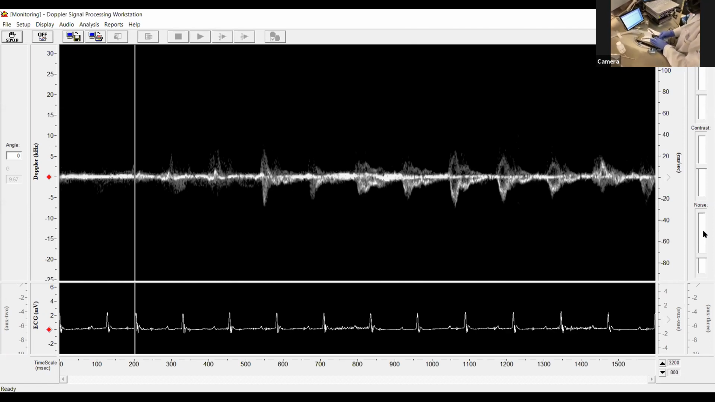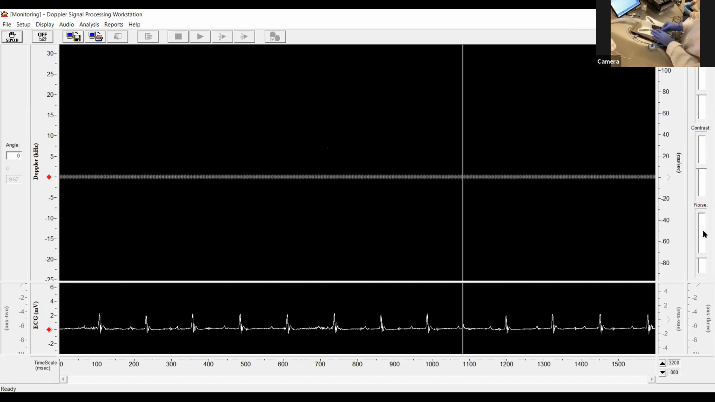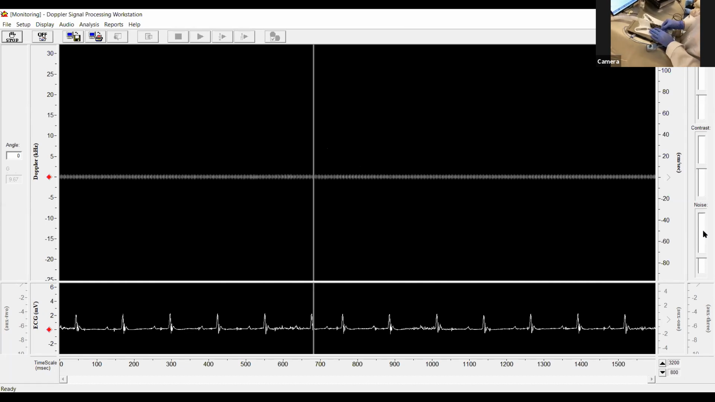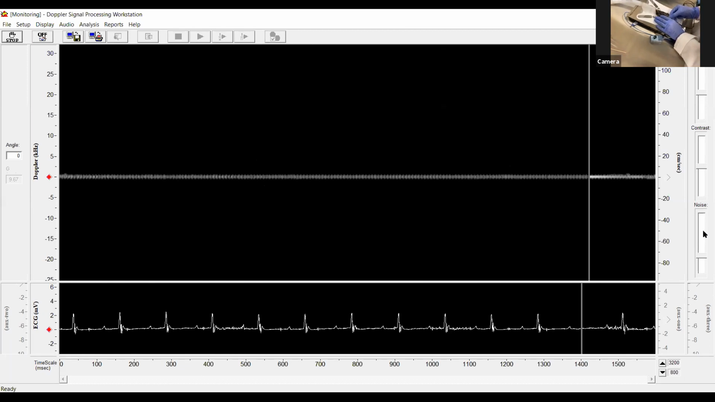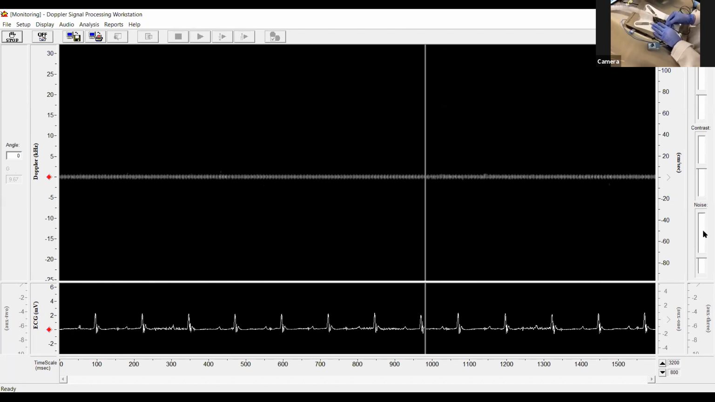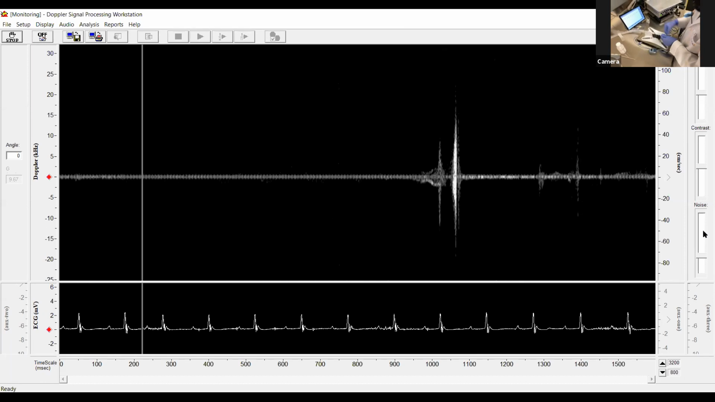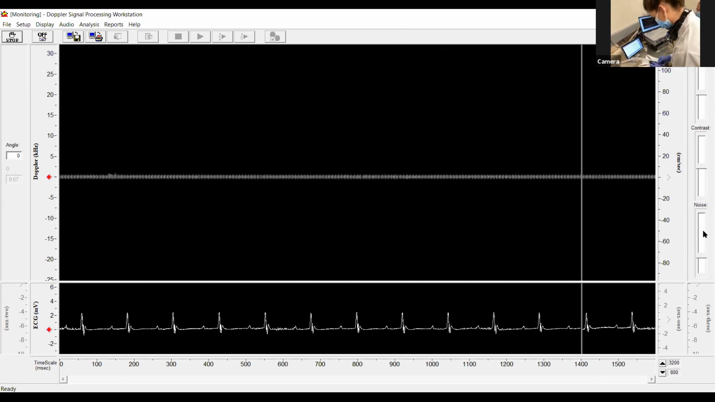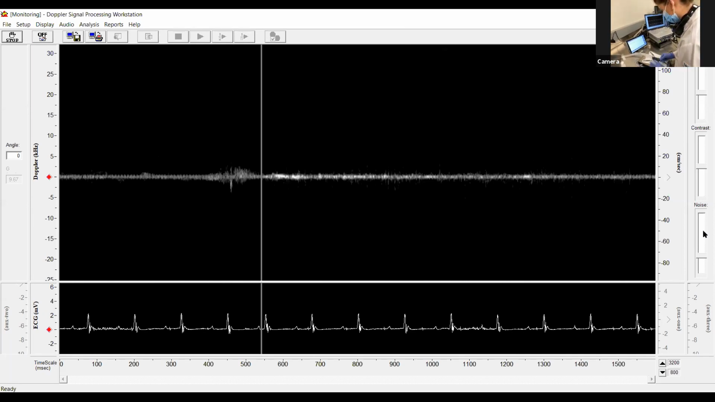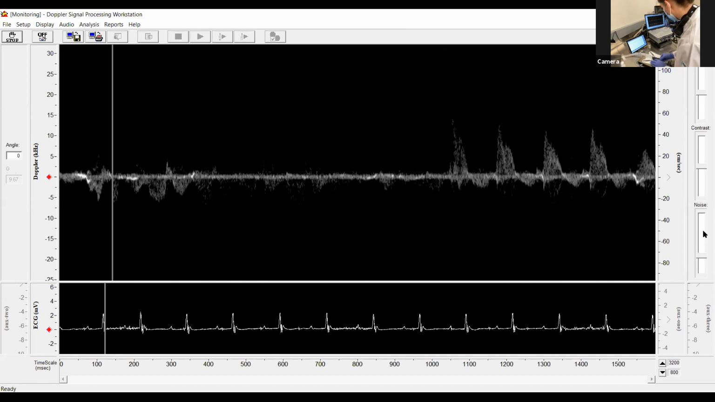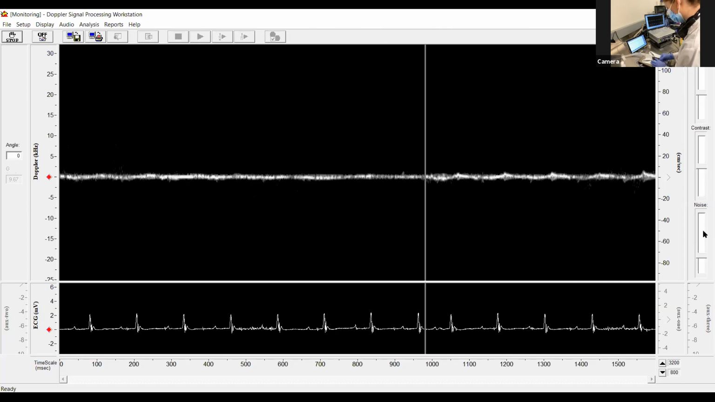Okay, so she still has the probe coming up underneath the xiphoid process, pointing towards the animal's left ear. Our heart rate is still at 480 beats per minute, so a nice high heart rate. Okay, so there's one little peak there.